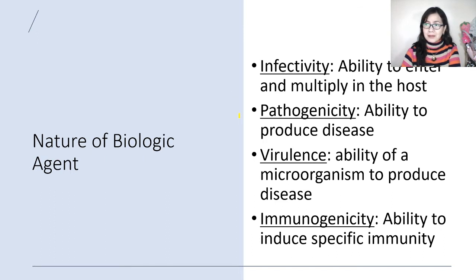Pathogenicity is the ability of the agent, for example fungi, to produce disease. Virulence is the ability, again, of the agent to produce the disease. And immunogenicity is the ability of the agent to induce a specific immunity.